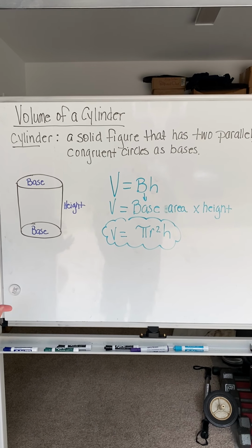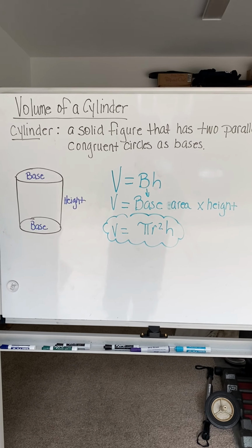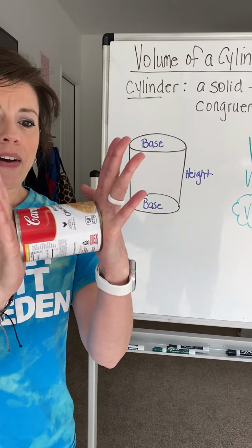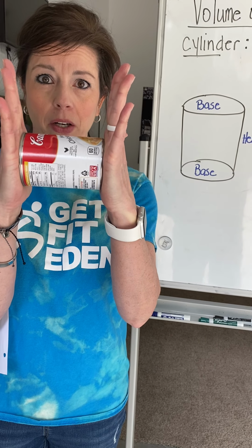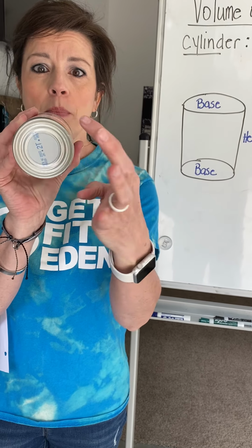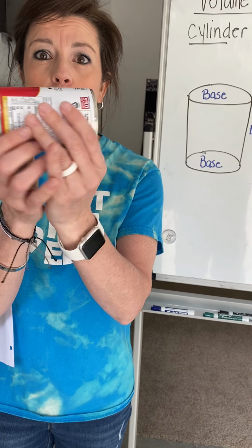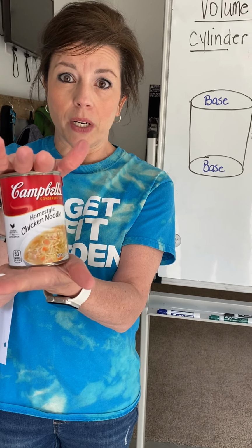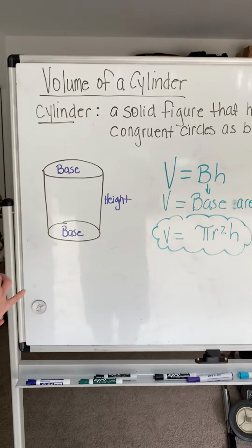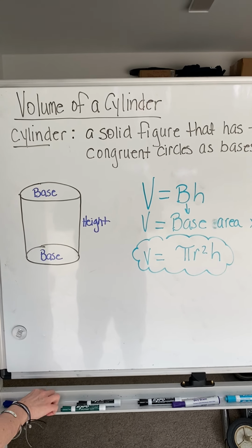It has two parallel congruent circles as the bases. So here's what that means. If I put my hands on the ends of this can, my hands are parallel, okay? And both of the ends of this can are two circles that are congruent to each other. So that's why this makes a pretty good example of what a cylinder is supposed to be. So what I've drawn up here on the board is an example of what a cylinder is.